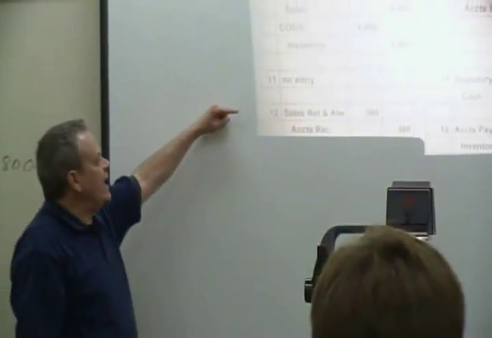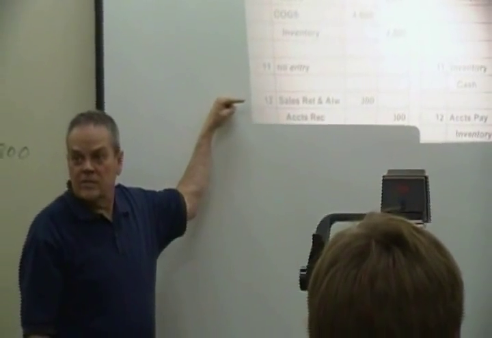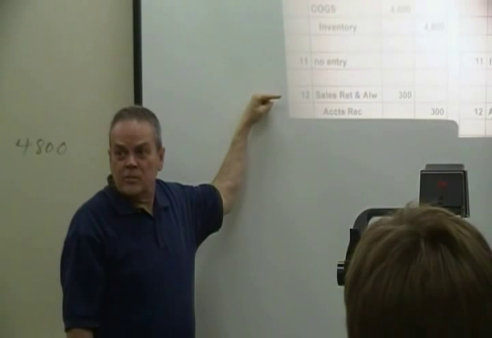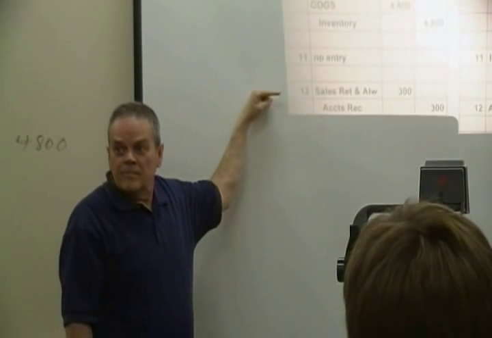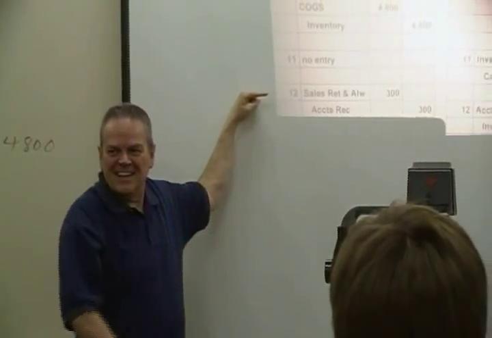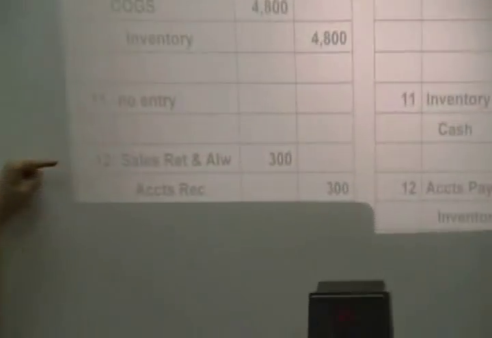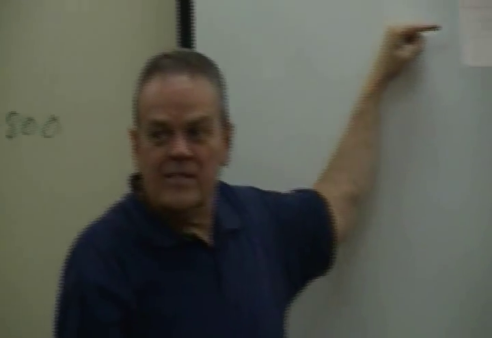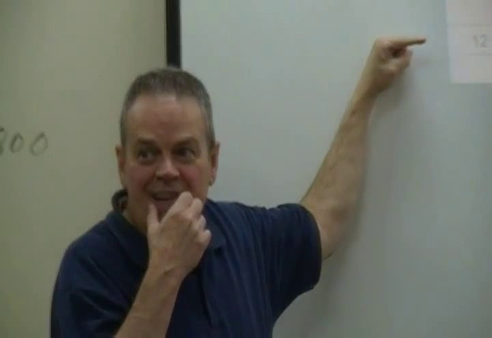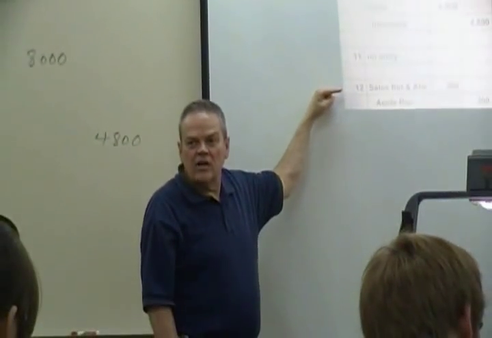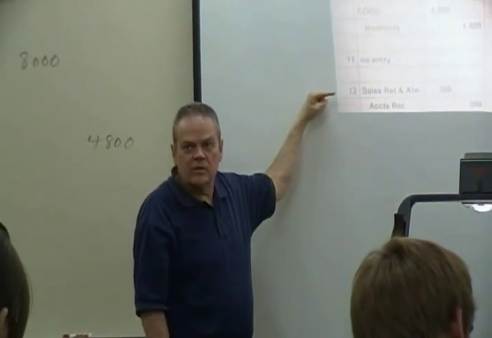Hey, Mika. What kind of an account is sales returns and allowances? What kind of account? Asset, liability, capital, revenue, expense? Is it an expense? No, you're trailing off on me. I can hear you less and less. It's a liability? No. Okay. Wait. Is it okay if Talon helps you? Yeah. Talon, what kind of an account is sales returns and allowances? Contra revenue. It's contra revenue, contra sales.